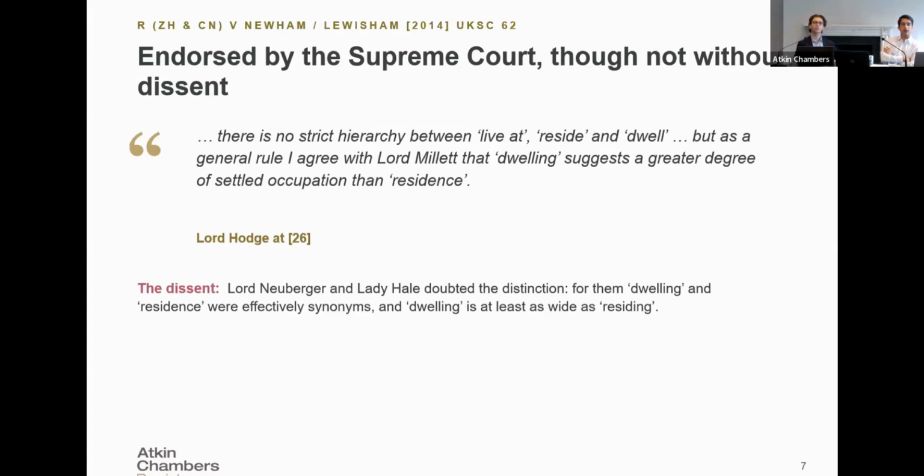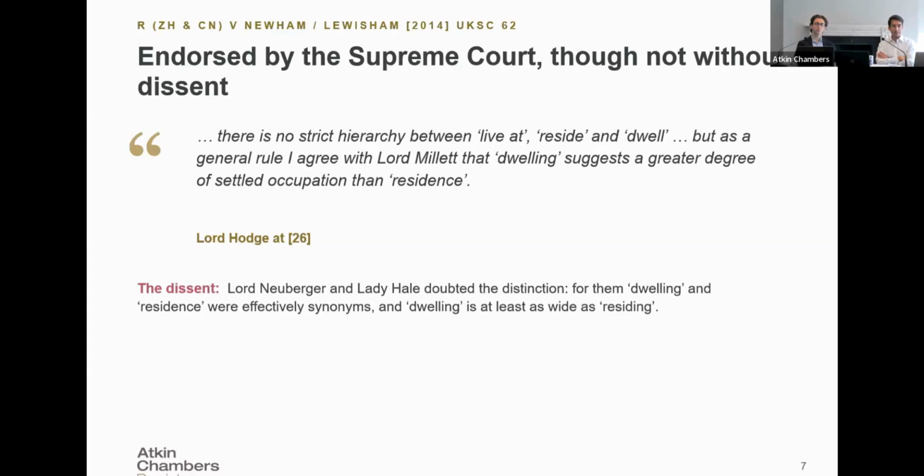Quite unusually, you had a very significant minority in this decision, with two former presidents of the Supreme Court, where Lord Neuberger reasoned that he thought that dwelling and residence were really just synonyms, that you shouldn't draw such a deliberate distinction between two words of the ordinary English language. And Lady Hale agreed with Lord Neuberger's analysis, saying that dwelling should be at least as wide as residing.